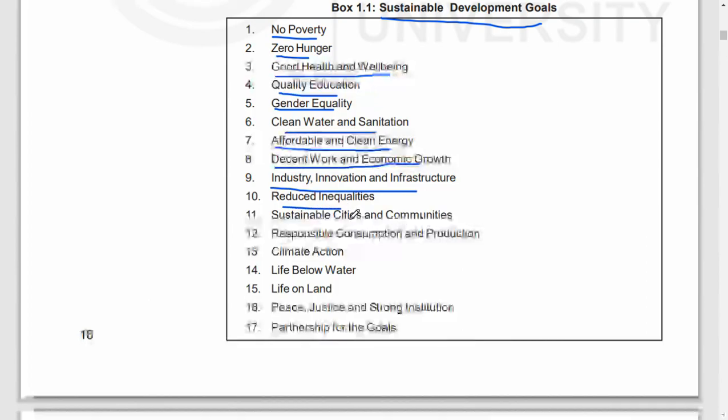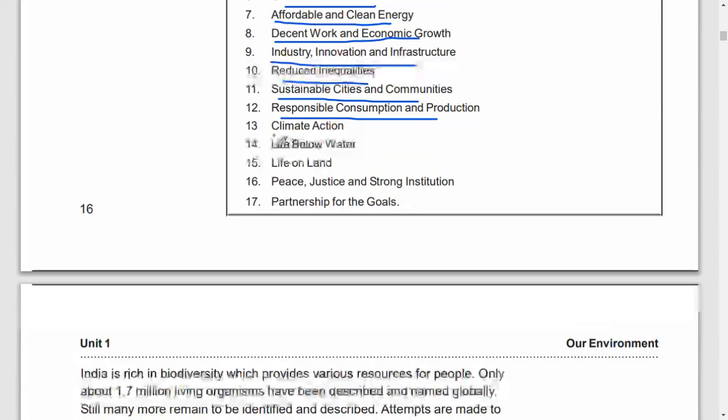10. Reduced inequalities. 11. Sustainable cities and communities. 12. Responsible consumption and production. 13. Climate action. 14. Life below water. 15. Life on land. 16. Peace, justice, and strong institutions. 17. Partnership for the goals.